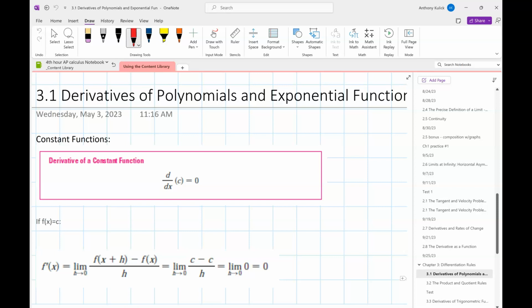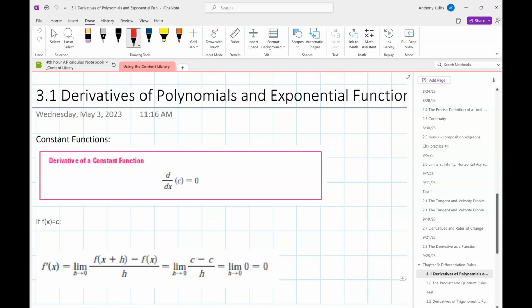apply if your function is defined as an equation. We're going to start working through the shortcuts and how to deal with that without having to use that limit definition, which is pretty tedious, right? Some of those limits were like a page to do. The same one-page problem is going to become a one-line problem. Ooh, you have my attention now, Mr. Kulik.